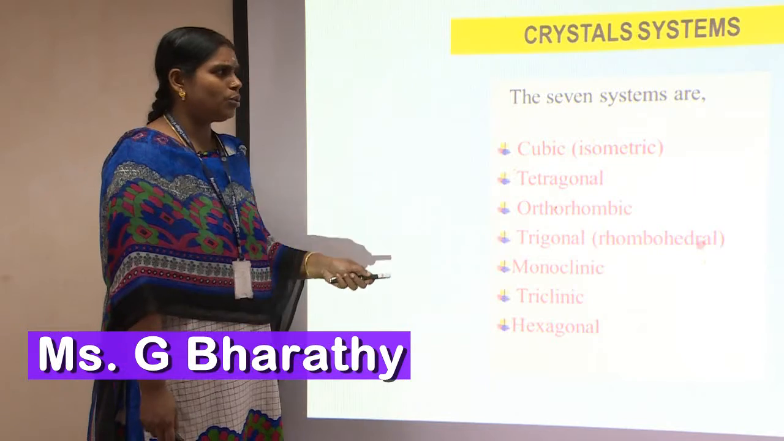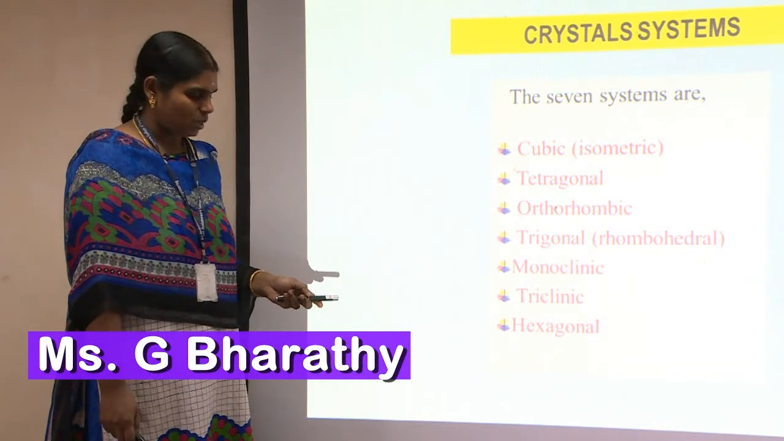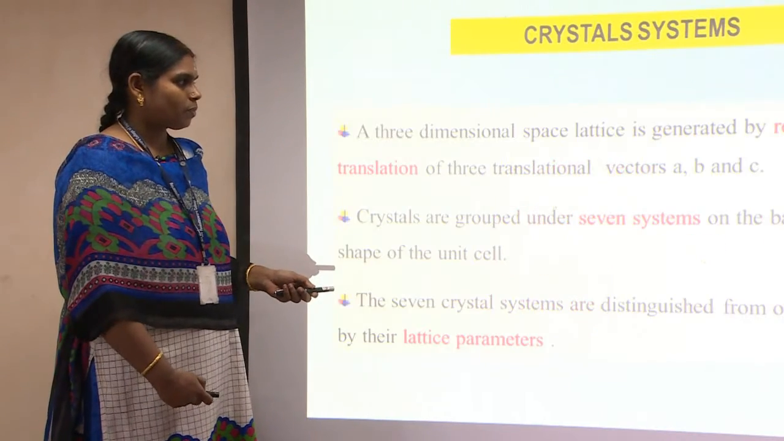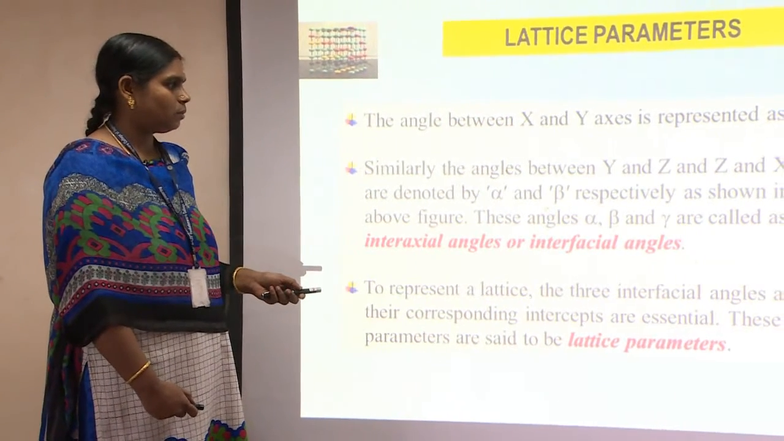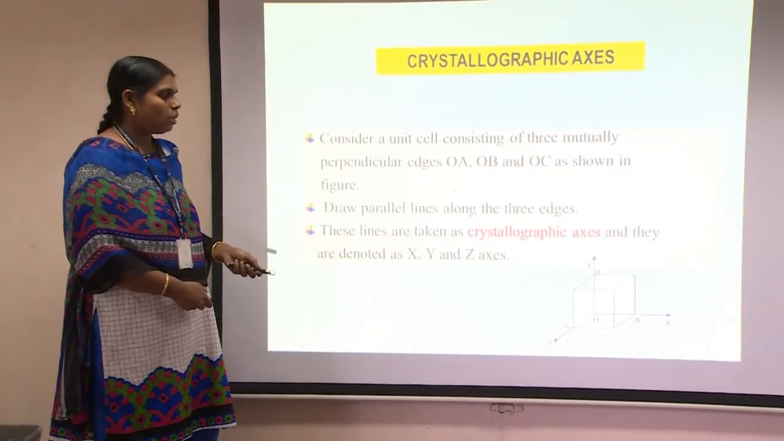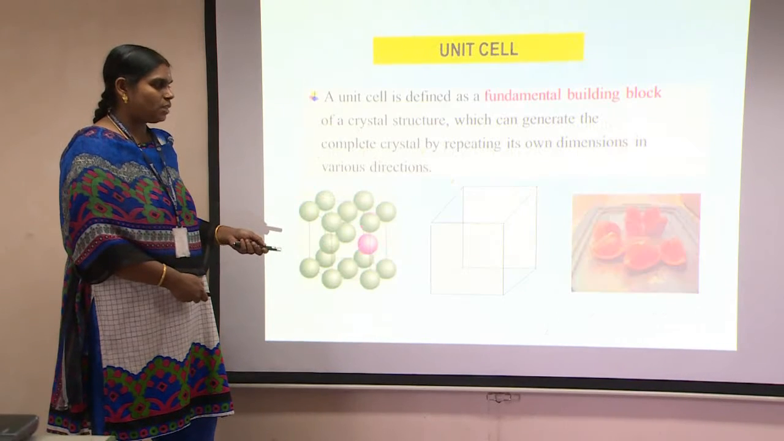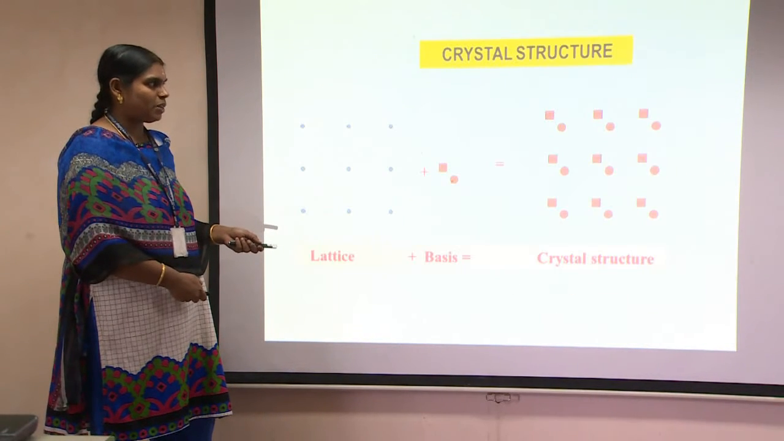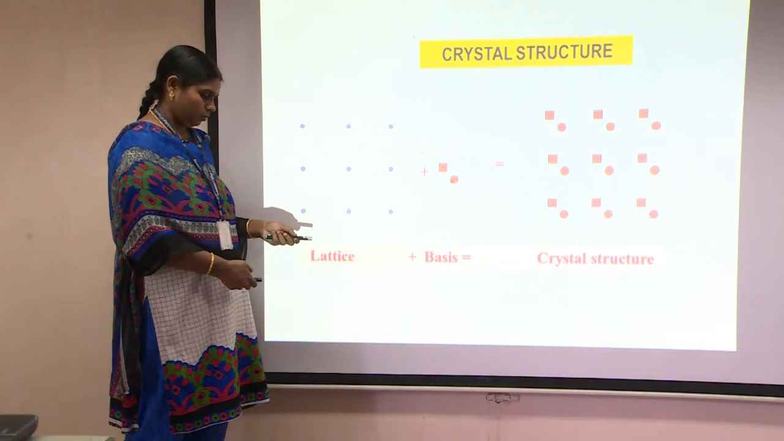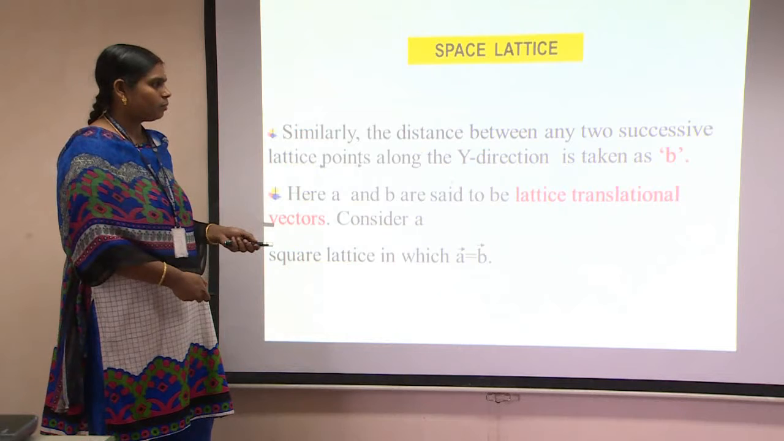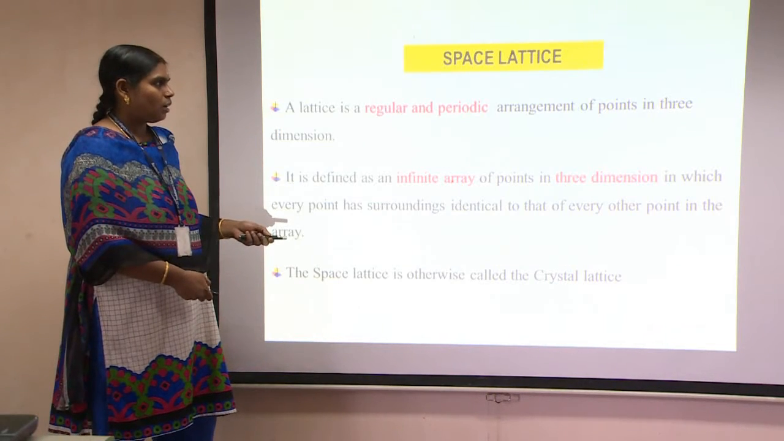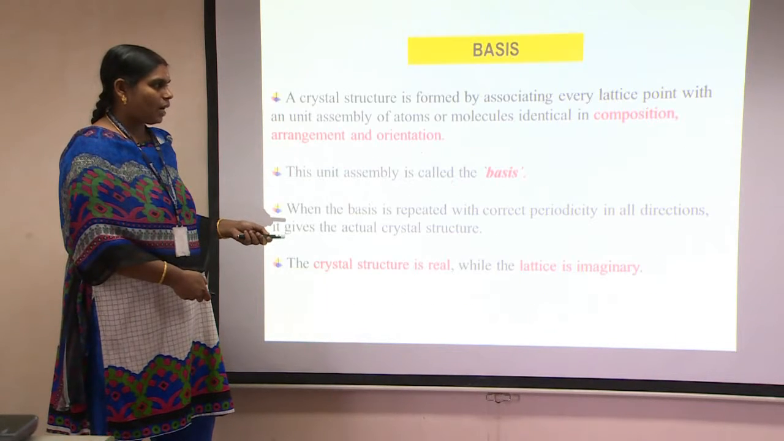So, how are we going to distinguish these types of crystal systems? On what basis are we going to classify them? It is basically on the primitives and the interfacial angles, which we have seen in our previous session. That is the a vector, b vector, c vector, alpha, beta, gamma.